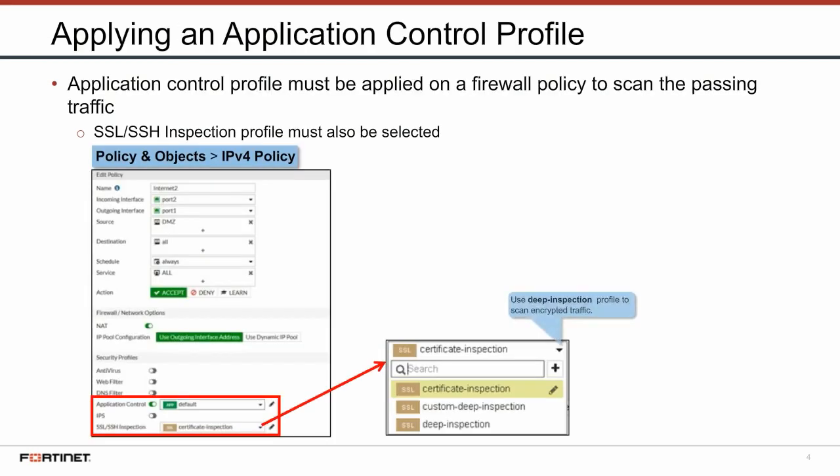After an application control profile is configured, it must be applied to a firewall policy. This will instruct FortiGate to start scanning application traffic that is subject to the firewall policy.